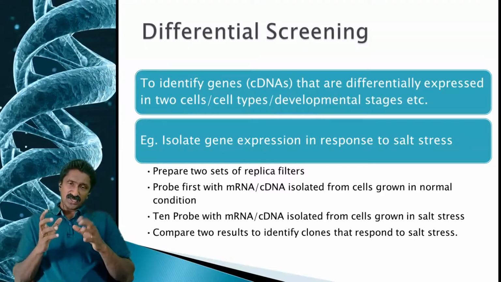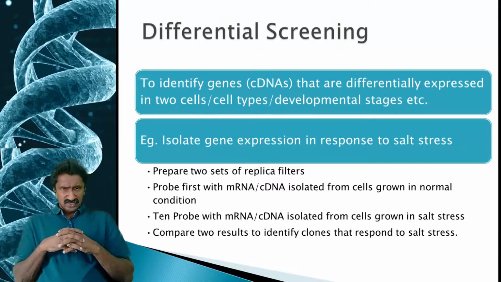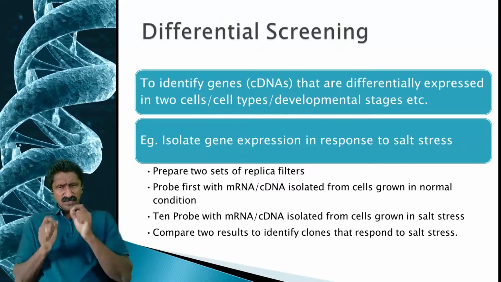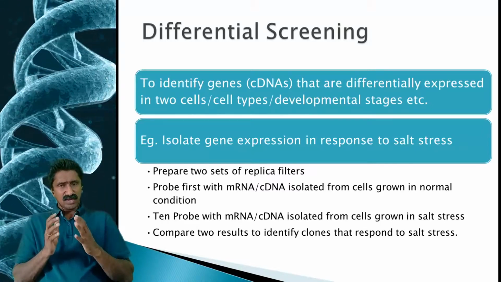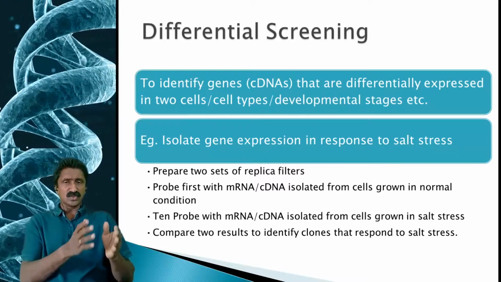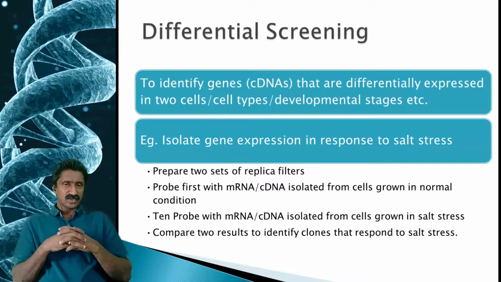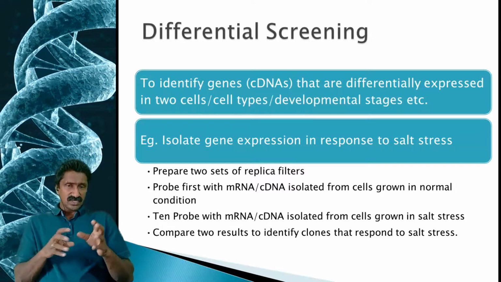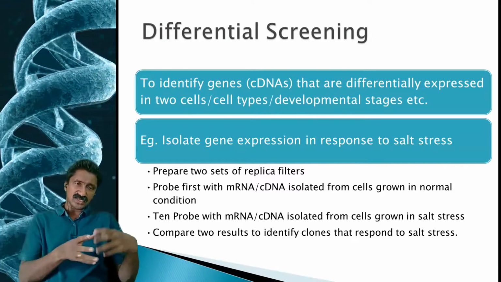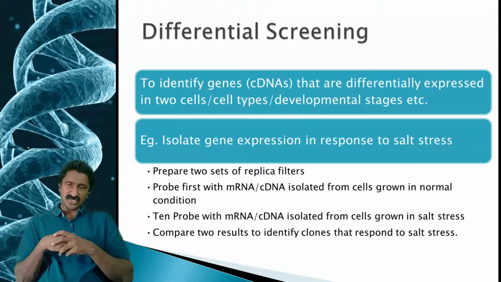So you will prepare two sets of replica filters and probe the first filter with the mRNA or cDNA isolated from the cells in normal condition, which is a control. And then you will probe the second with the cDNAs or mRNAs isolated from the cells that are grown in salt stress condition.